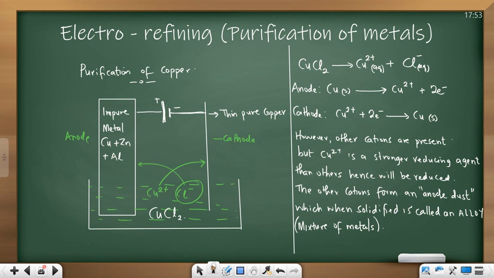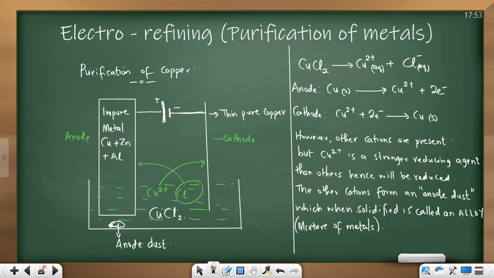So that is called an anode dust because it forms right at the bottom of the anode. It doesn't become aqueous. It doesn't go into our aqueous solution. Now, it goes into the solution, but it can be solidified. And why do they come together at that point? Because when we do that, copper 2 plus is a stronger oxidizing agent. So only copper 2 plus will be reduced. The rest is left there.